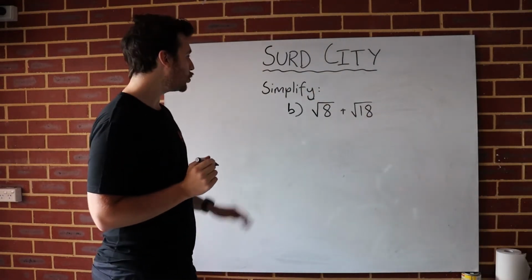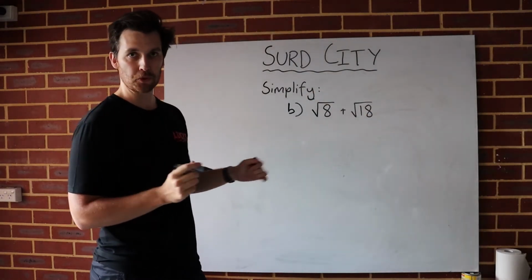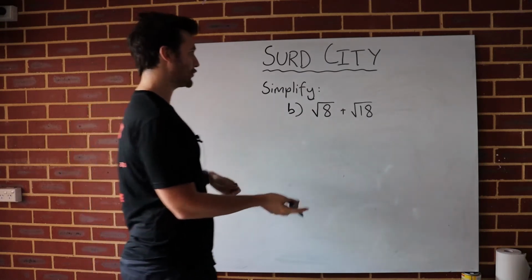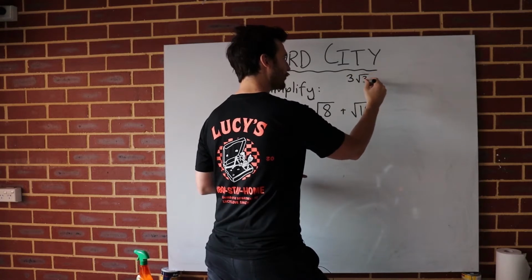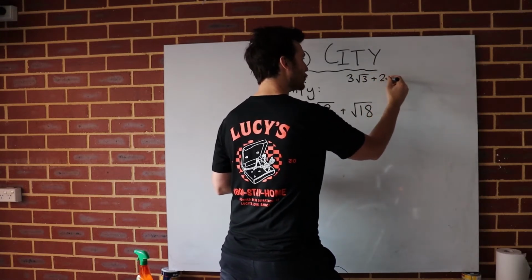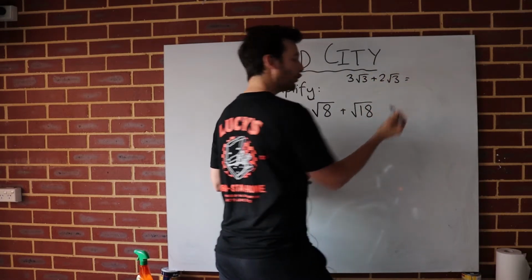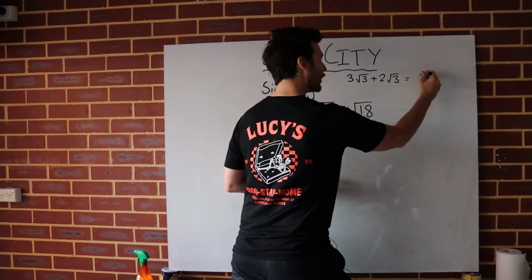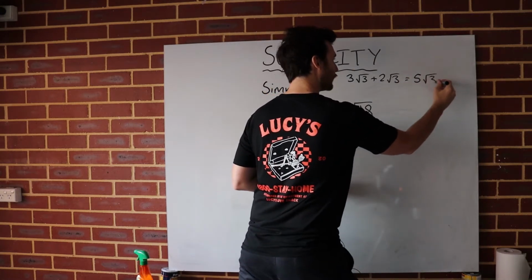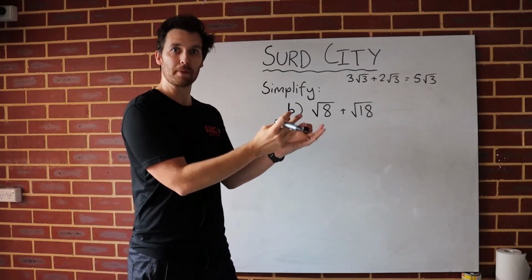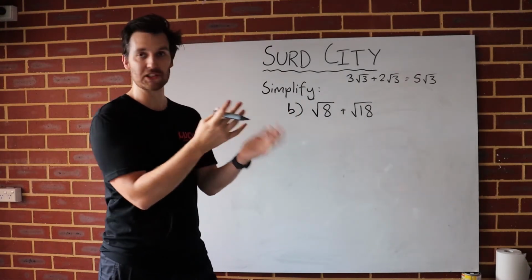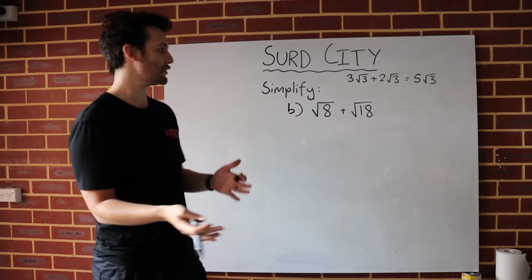Okay, so normal adding like terms rules apply when dealing with surds as well. If, for example, we had 3 lots of the square root of 3 and we added onto that 2 lots of the square root of 3, we would have in total 5 lots of the square root of 3. You're allowed to add those together because you're adding the exact same type of thing. You're adding lots of the square root of 3. It's like adding like terms in algebra.